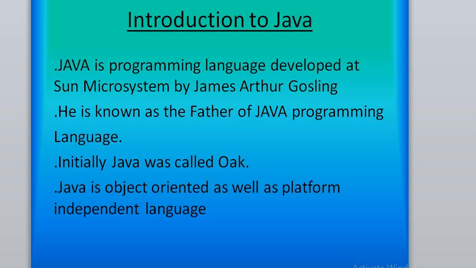It is a platform independent language. It means a Java program can work with any platform or it can execute under any operating system. So for example, if a Java program is made under a Windows 10 operating system, the same Java program can execute under a Unix operating system or under a Linux operating system. So this feature, platform independence, makes Java a highly popular language.